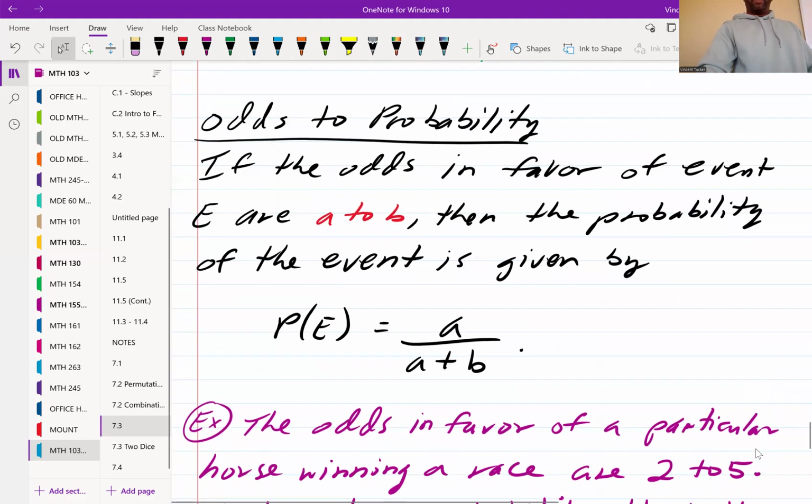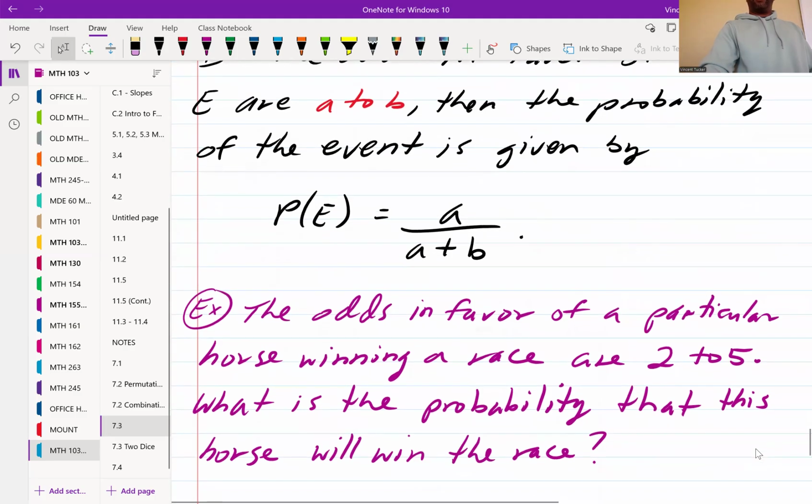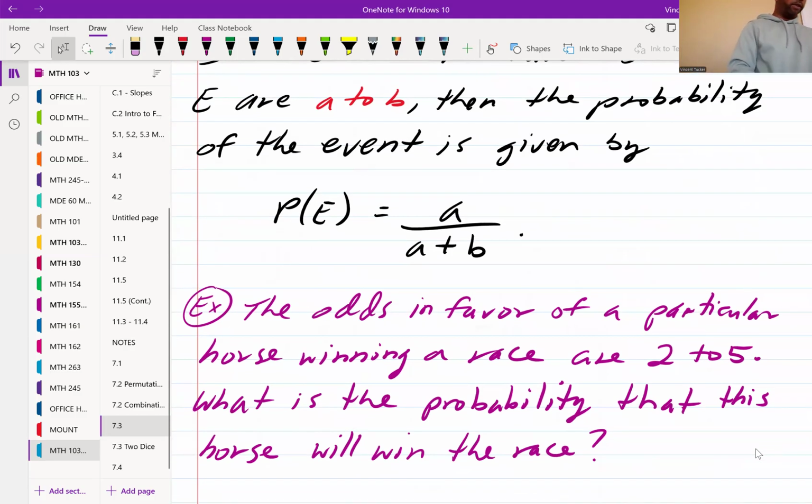All right. So the odds in favor of a particular horse winning a race are 2 to 5. What is the probability that this horse will win the race?